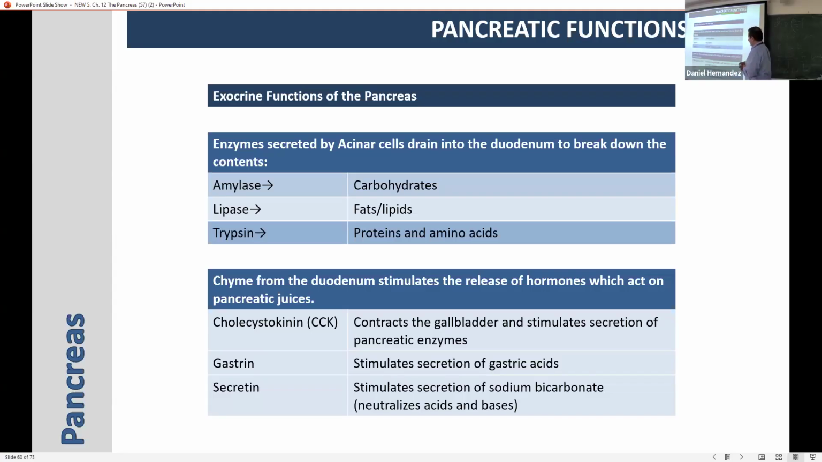enzymes. So again, that hormone can be administered to the patient, maybe intravenously, I'm not 100% sure, but it can be injected into the patient to cause the contraction of that gallbladder, as well as stimulate the pancreas to produce those enzymes. Gastrin stimulates secretion of gastric juices for digestion, and then secretin is a secretion of sodium bicarbonate. So think like baking soda, basically. It helps to neutralize those acids and bases.